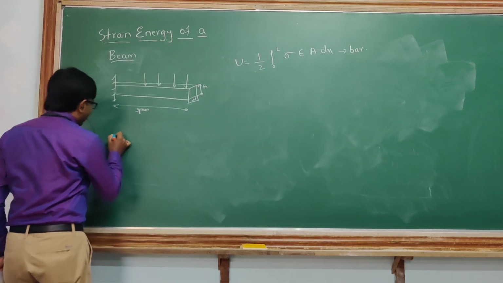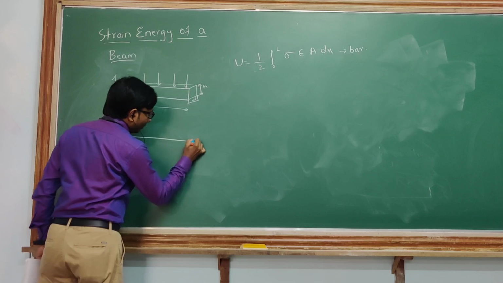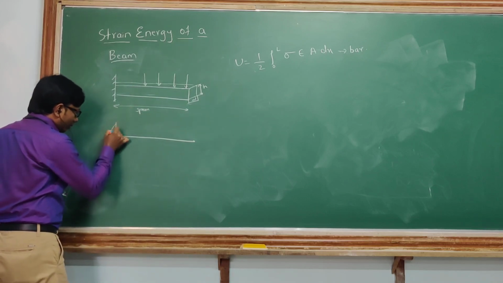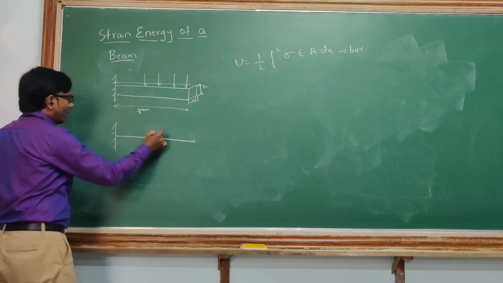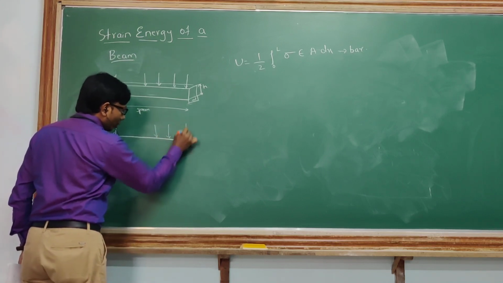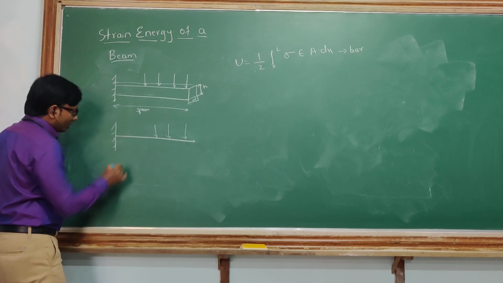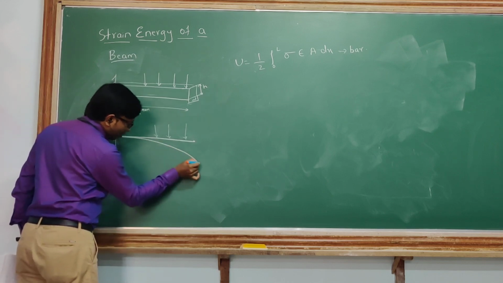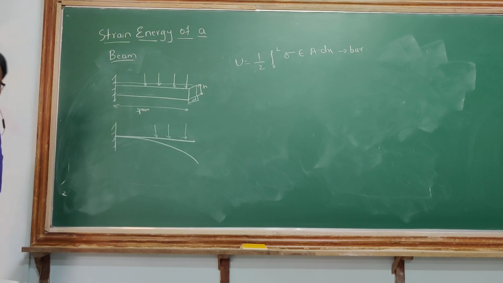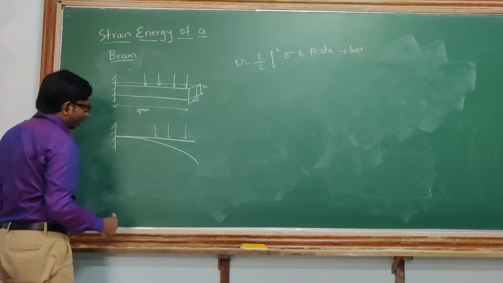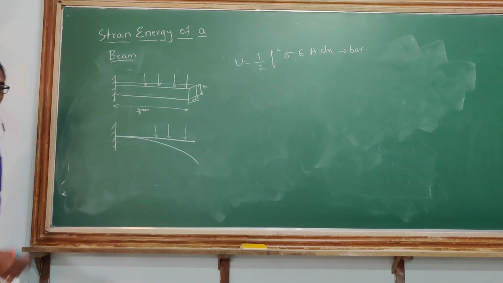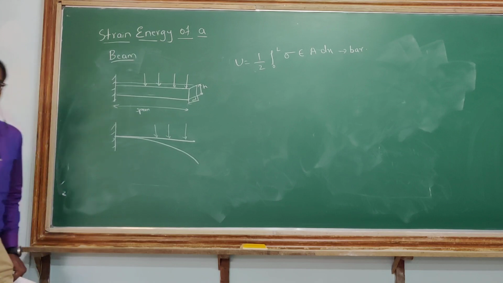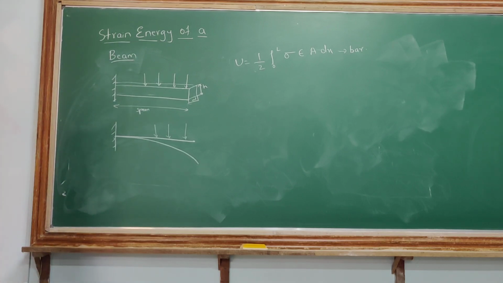When I go for a beam element, see here, this is a beam. If I want to model it in 1D and I apply a load on this, how does the deformation take place? It is not just linearly bending, it is bending in a curved form. Whenever a curved form comes, there will be 2 degrees of freedom. I have already told you, for a beam you will have 2 degrees of freedom.